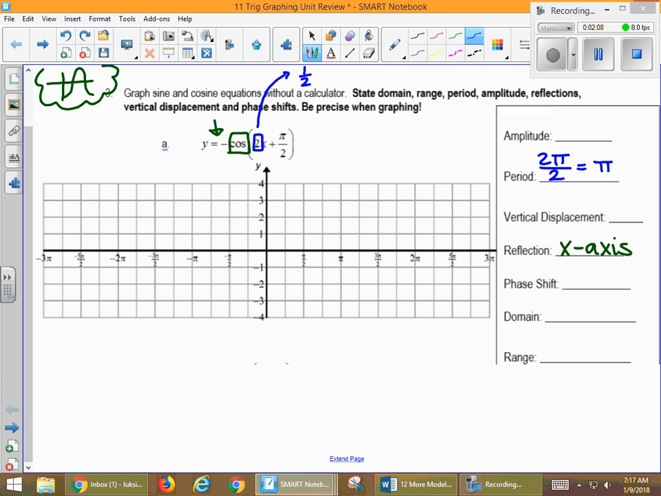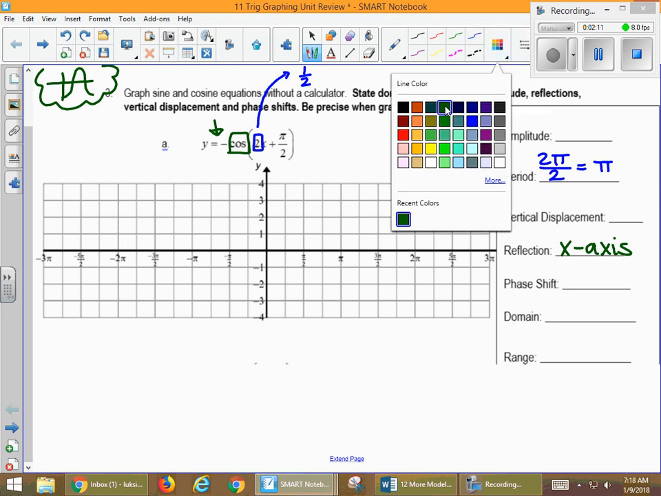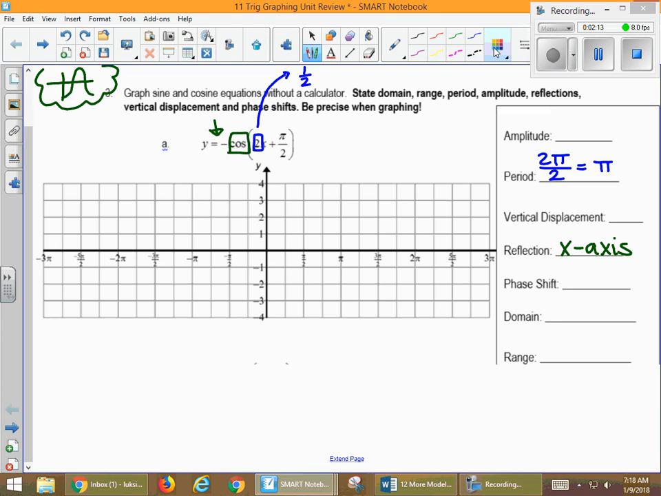Let's go back and look at our amplitude. Since we didn't have any number in front of cosine besides 1, our amplitude is going to be 1. We don't have any vertical displacement. We don't have anything out here moving this up or down. So you can put NA there, you can put a line through it, or you can leave it blank.